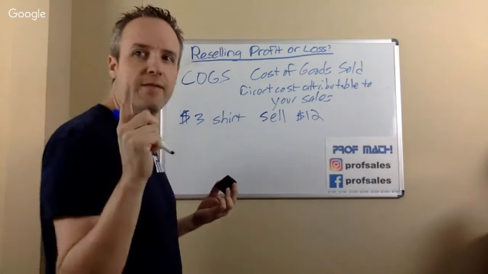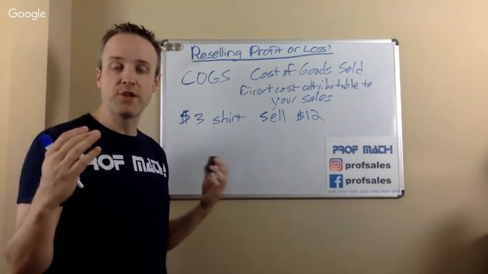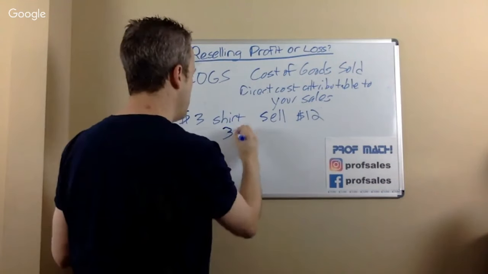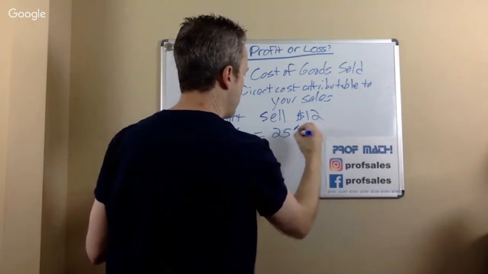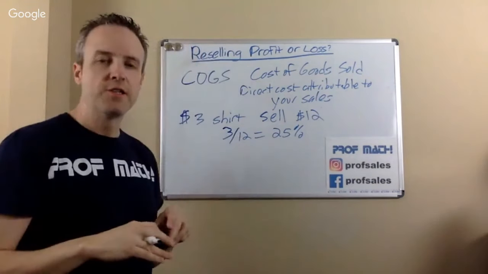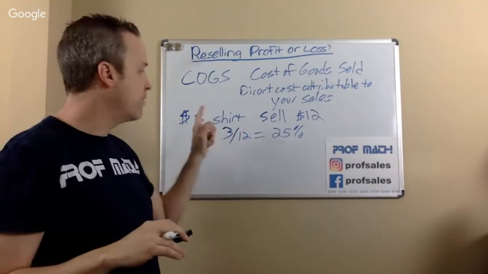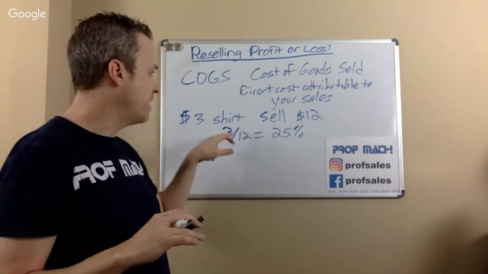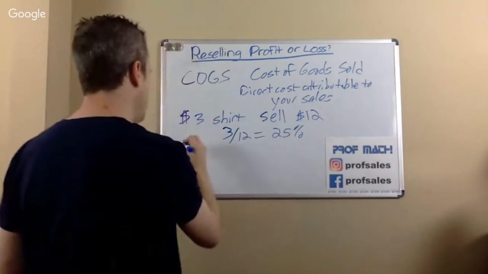So that gives us what we can look at as a percentage to determine what our cost of goods percentage was for that item. So if we take 3 and divide it by 12, we get 25%. So our cost of goods sold percentage for that item was 25%. 25% of what our revenue was on that item we spent to buy the item. Now let's compare it to, say, a pair of jeans.